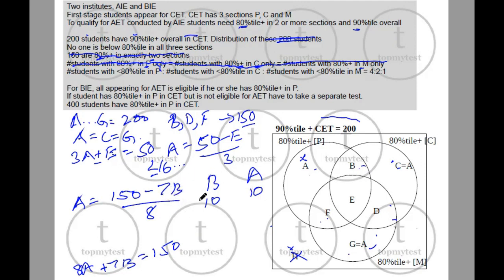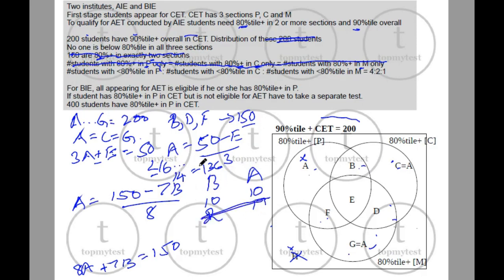Now because it comes in 8s, this denominator is 8, so b minus 8 should also satisfy. So 10 minus 8 will be 2. So if I put 14 here, 150 minus 14 is 136, which will give a as 136 divided by 8. That will give you 17. So if I put b as 2, this will give you 17. Now this is not possible because a has to be less than or equal to 16.